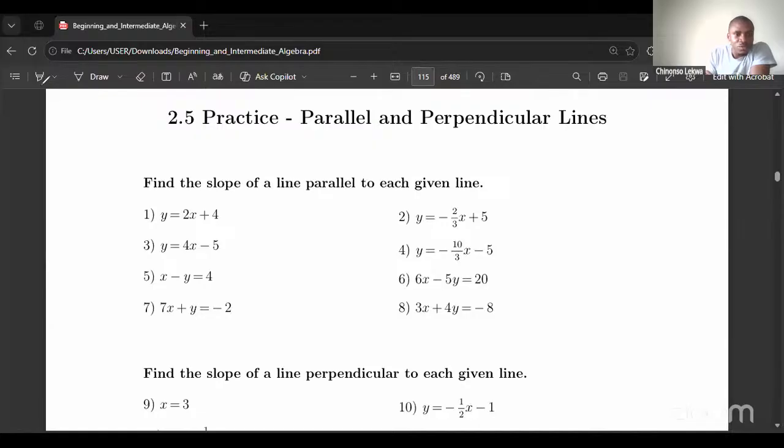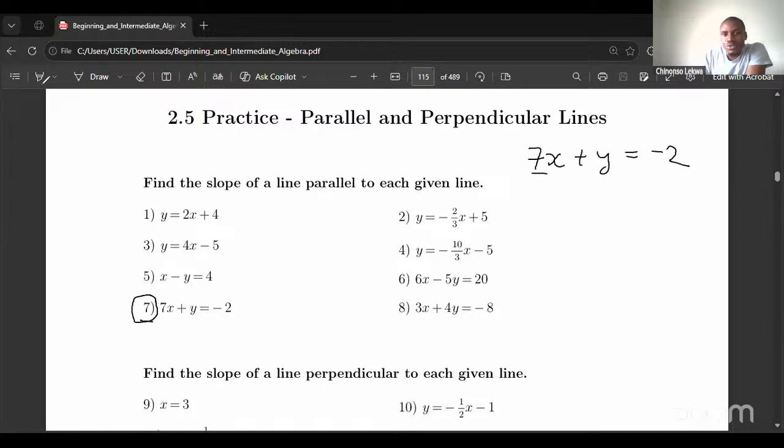So let's look at question 7, for example. This is the equation: 7x plus y is equal to -2. We cannot tell by just looking at this. Well, we can tell that the slope is -7, but some students may just think that 7 is the slope. No, you have to rearrange. You have to convert this standard form equation to the slope intercept form before you can compute.